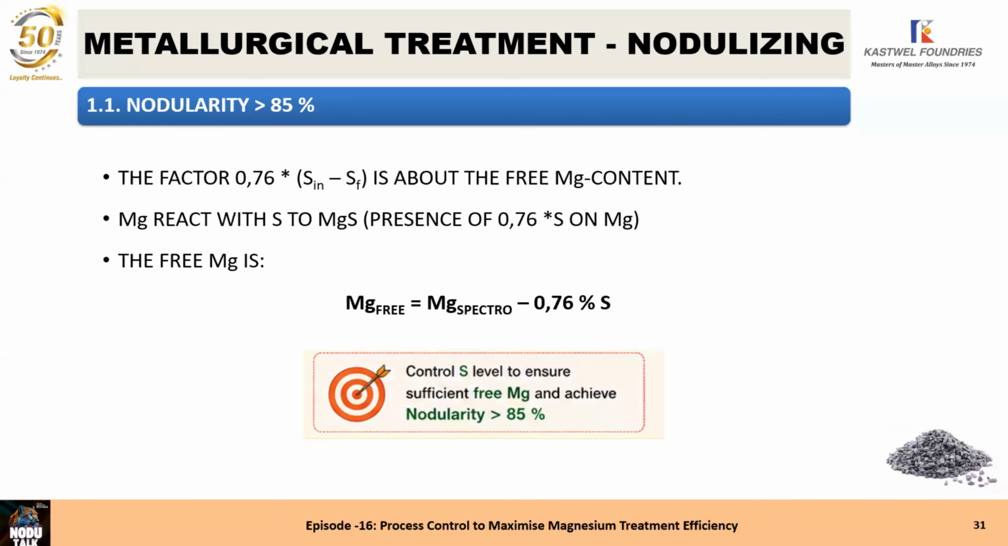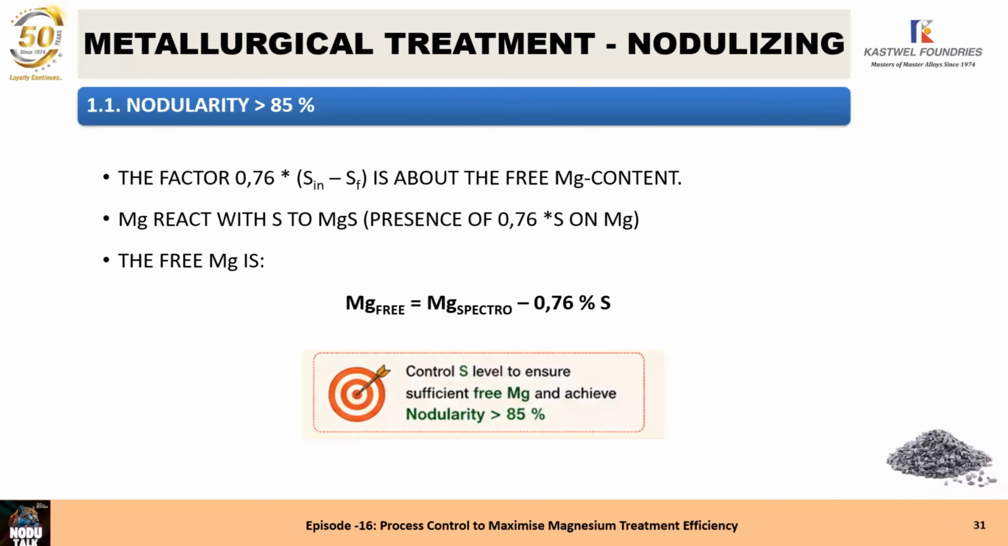The factor of 0.76 multiplied by the difference in the initial sulfur and the final sulfur is about the free magnesium content. Magnesium reacts with sulfur to form magnesium sulfide. Therefore, 0.76 times sulfur gives you the amount of magnesium which is tied up with the sulfur in the metal. And the rest is the free magnesium which is required.